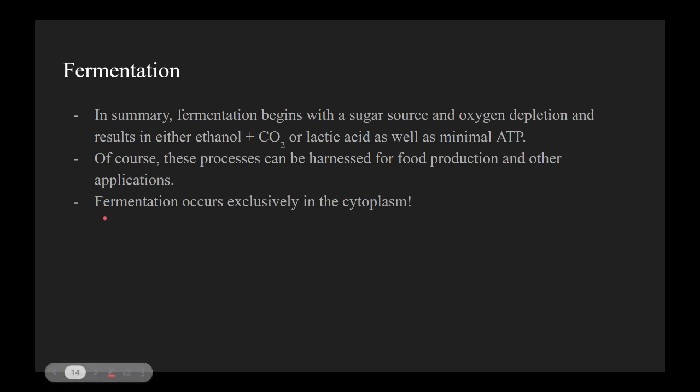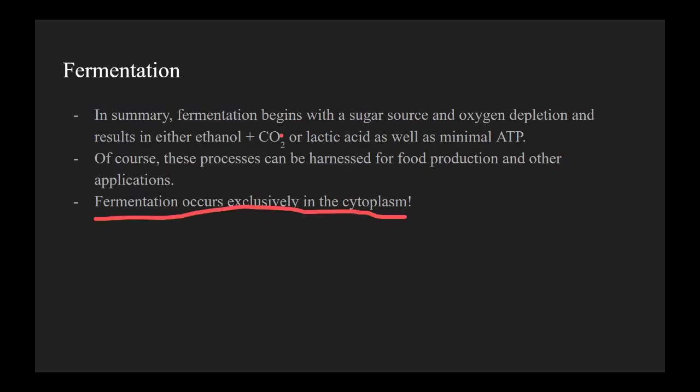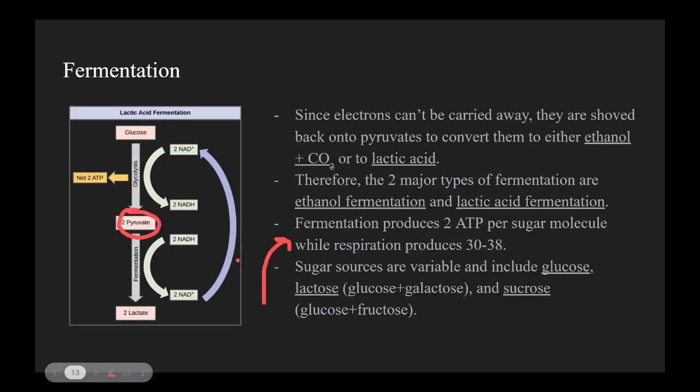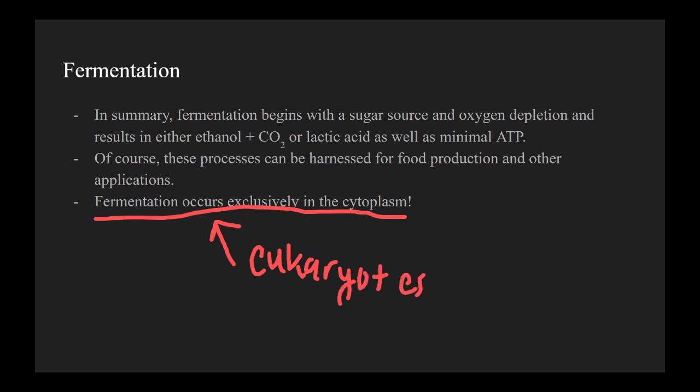Oh, yes, and this is also good. Fermentation occurs exclusively in the cytoplasm, because if we're looking at a eukaryotic organism here, then the ETC and the Krebs cycle are both occurring in the mitochondria. Both of those processes are backed up, and we can only do glycolysis here and then shove these electrons back onto the pyruvates. So fermentation is only occurring within the cytoplasm in eukaryotes. And for prokaryotes, everything's occurring in the cytoplasm anyway, so it doesn't really matter.